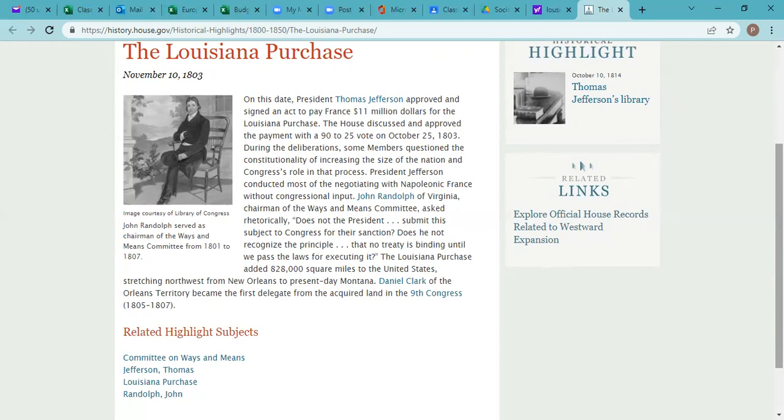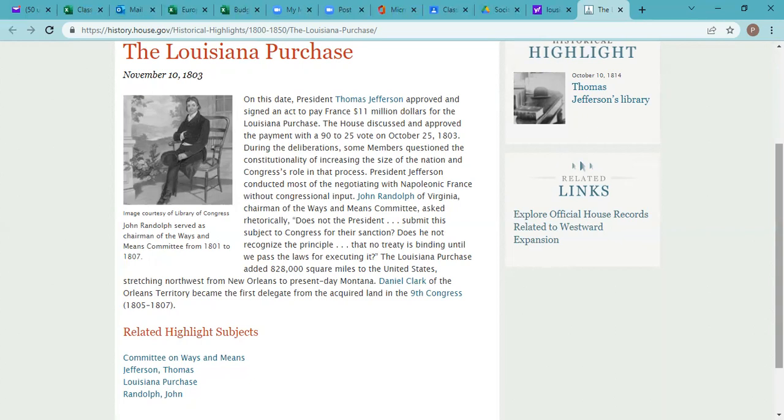So John Randolph of Virginia asked rhetorically, does not the president submit this subject to Congress for their sanction? Does he not recognize the principle that no treaty is binding until we pass the laws for executing it? The Louisiana Purchase added 828,000 square miles to the United States. All right, so this whole area stretched northwest from New Orleans all the way to present day Montana. So that is a huge area.